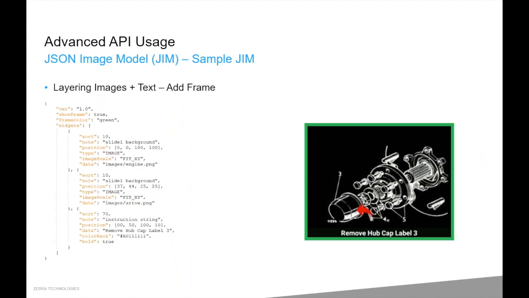And then the final example here is just to show you what it would look like if we wanted to include the show frame option. Up here, I've set it to true, and then I've provided the frame color as green. So it's placed a green border around our view. Hopefully that put the JSON image model API into a little bit of context for you. Hopefully that makes sense and lets you get started with playing with the SDK.